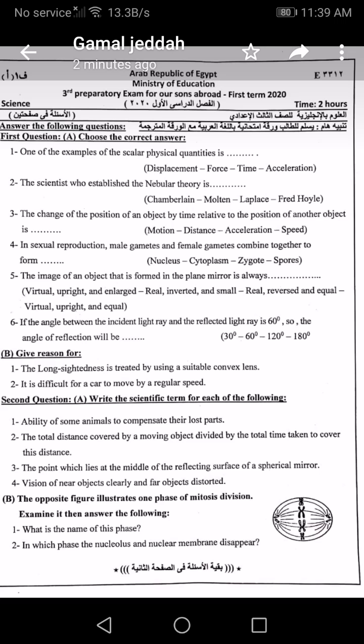Number 4, in sexual reproduction, male gametes and female gametes combine together to form nucleus, cytoplasm, zygote, spores. The answer is in sexual reproduction, male gametes and female gametes combine together to form zygote.